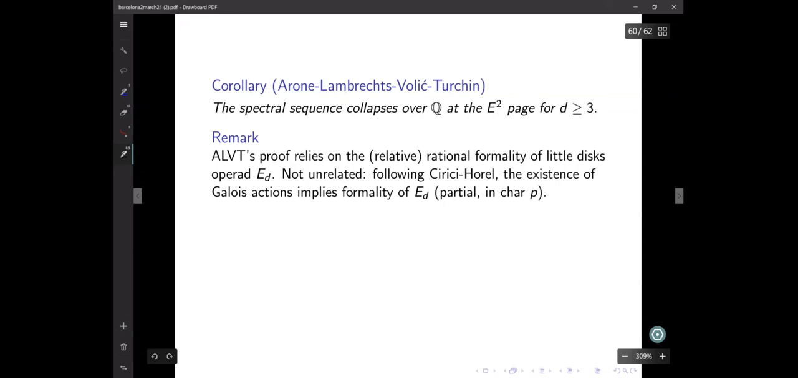This was originally due to Arone, Lambrechts, Volić, and Turchin. Their proof relies on the relative formality of the little disks operad, and we're not using the formality of the little disks operad directly, but it's not a coincidence. By work of Boavida de Brito, Horel and Robertson, the fact that these Galois actions exist implies the formality of the little disks operad, at least partially in characteristic p. We were building on these ideas of using Galois actions to prove formality, and it's very much related. That was probably the starting point of this.